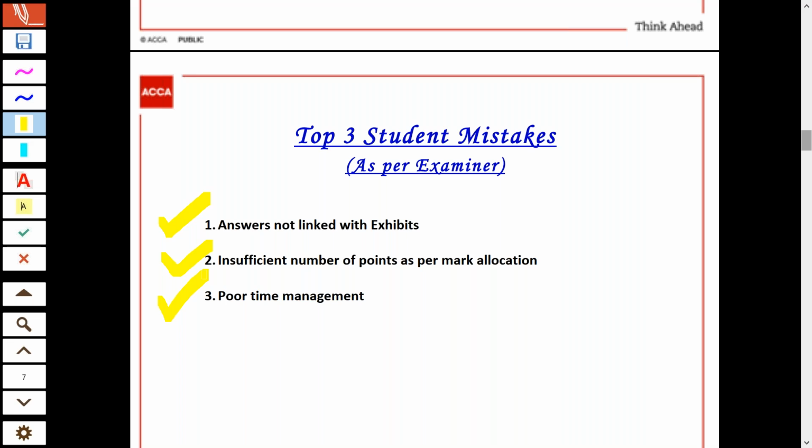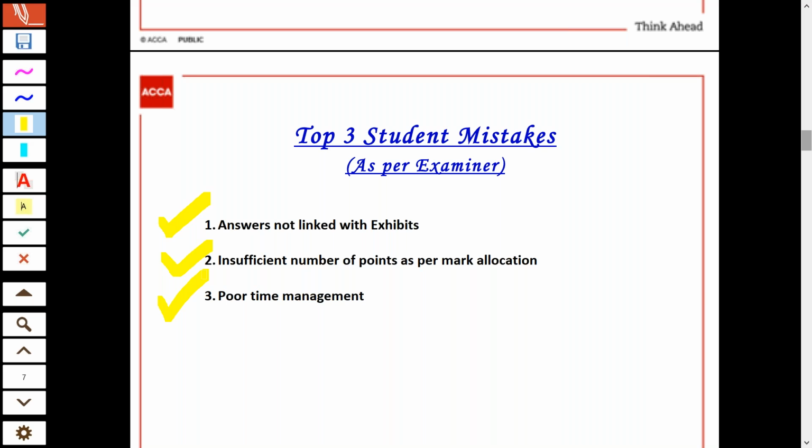So I will talk about these 3 techniques, 1 technique per day. Today we will talk about how to link answers with the exhibit. Tomorrow we will talk about what should be the number of points and the length of your answer. And the day after tomorrow, we will talk about how to manage your time.